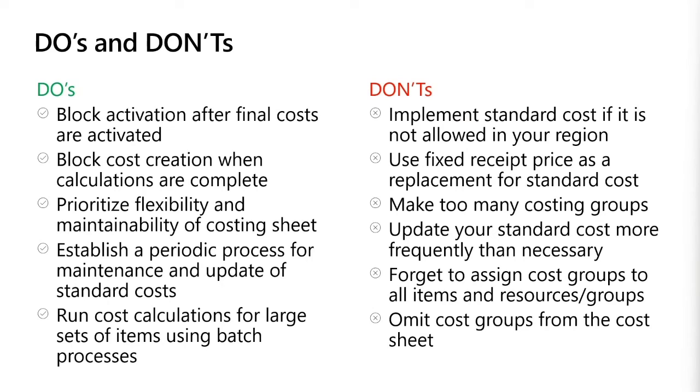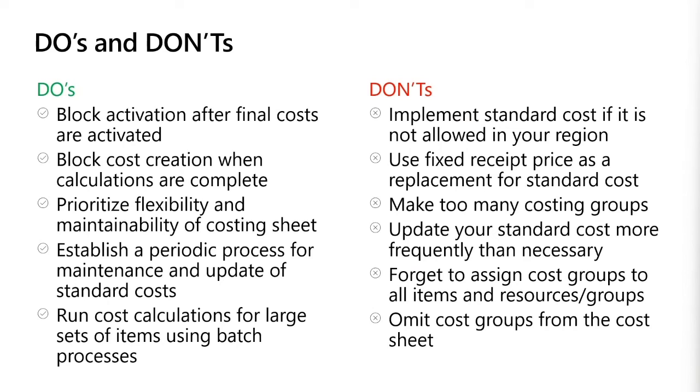We also don't recommend that you make too many costing groups. As Rachel covered in her slide with the lots of dollar signs, the goal of costing groups is to show a summary view of costs in a way that's easy for us to analyze and interpret. The more cost groups we have, the less of a summary view it becomes. We also don't recommend that you update your standard cost more frequently than necessary. Changing your standards constantly will make your variances harder to understand or less accurate.